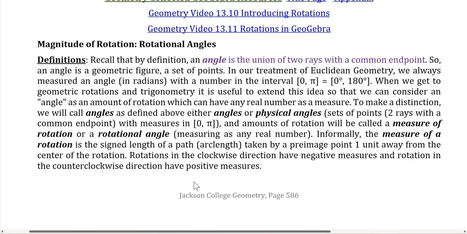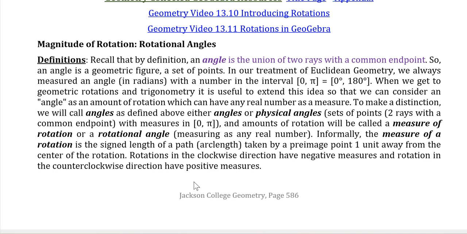So just recall that the definition of angle is the union of two rays with a common endpoint. So that is a set of points in our treatment of geometry. And we always measured an angle in radians with a number in the interval from 0 to pi inclusive, or in degrees from 0 degrees to 180 degrees. But when we get to rotations in geometry and also in trigonometry, calculus, it is useful to extend this idea so that we consider an angle as an amount of rotation that can have any real number as a measure.